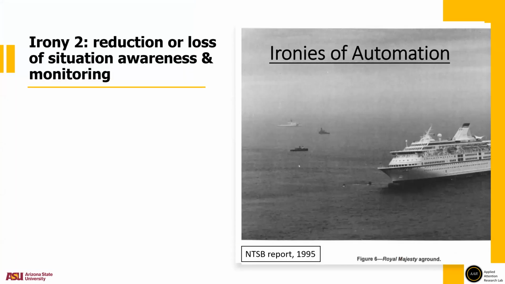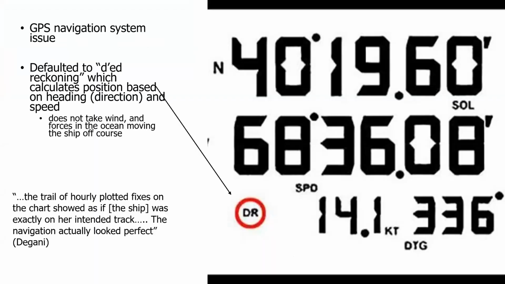A second irony is simply a reduction or a complete loss of situation awareness and monitoring ability. Now, the photo on the right is from the National Transportation Safety Board report in 1995 of the grounding of the Royal Majesty. This is a ship that traversed the ocean and found itself up on a part of the land, which is pretty unusual for most modern passenger ships. Now, why did this happen was a question of the NTSB safety report, as it always is. And there's a nice understanding of what exactly happened aboard the ship.